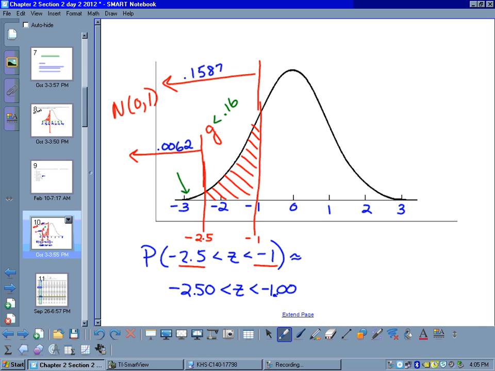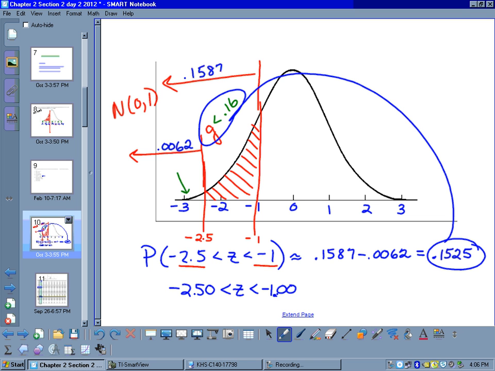So the answer to the striped area is going to be 0.1587 minus 0.0062. And when you subtract those values, we will get 0.1525. That is the answer, and it does match our guess of 16%.